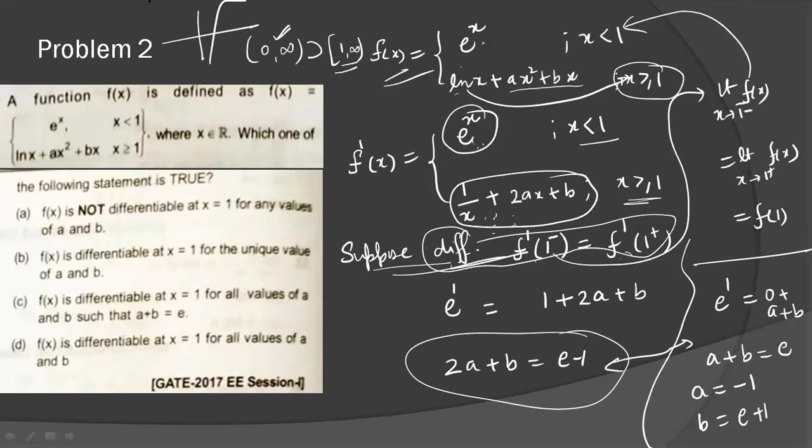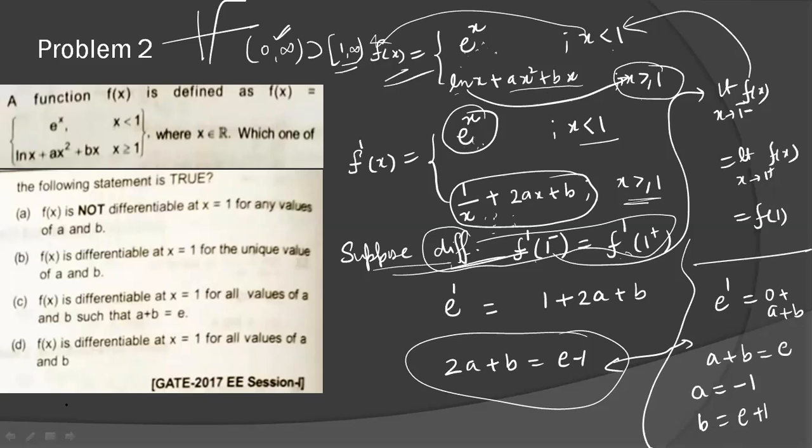We put x equal to 1 in the left hand limit, meaning when x is less than 1, the function is exponential. When x is greater than or equal to 1, the function is log x plus ax square plus bx. Put x equal to 1. We got another equation in A and B, and we find the values of A and B. So f(x) is option B.